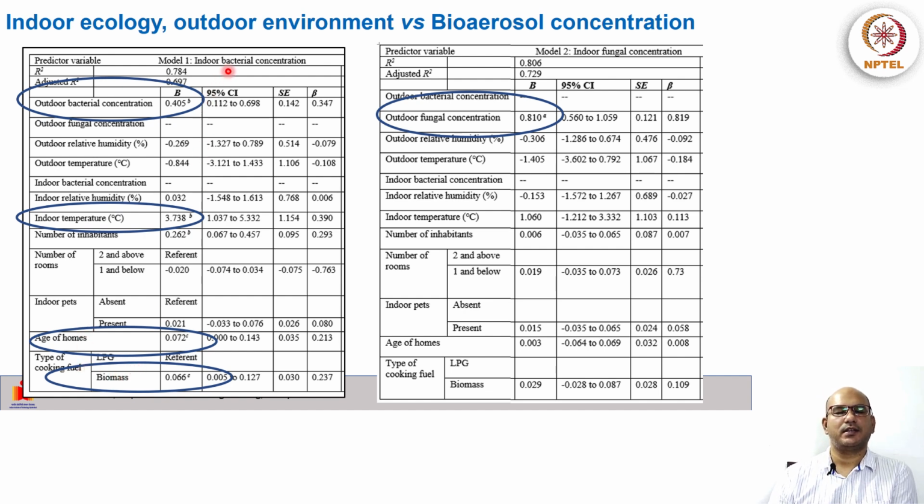So first we will look at the indoor bacterial concentration. It was found that indoor bacterial concentration was significantly correlated with the outdoor bacterial concentration. This makes sense, as we have already studied, the ventilation in houses will lead to the bringing of outdoor air to indoor air. So there will be a correlation between outdoor and indoor air bacterial concentrations to some extent. The indoor bacterial concentration was not related to the outdoor fungal concentration, which is intuitive, because how would bacterial concentration relate to fungal concentration?